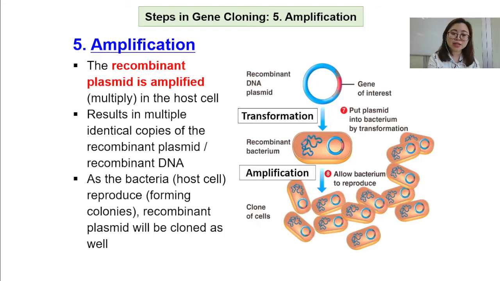So this will result in multiple identical copies of the recombinant plasmids. And as the bacteria or host cell reproduce, they will form a colony and the recombinant plasmid will be cloned as well.